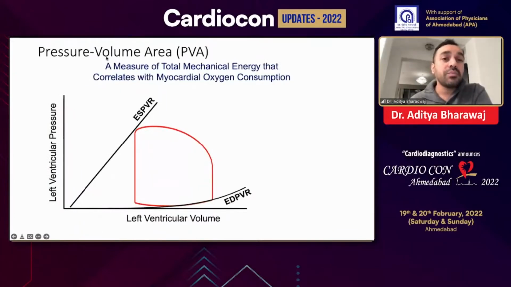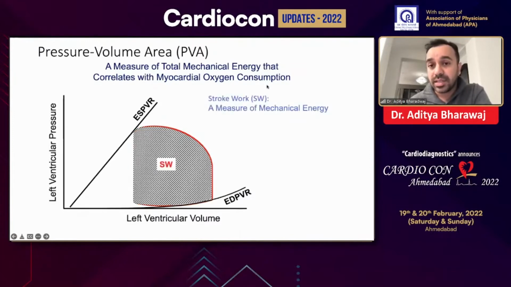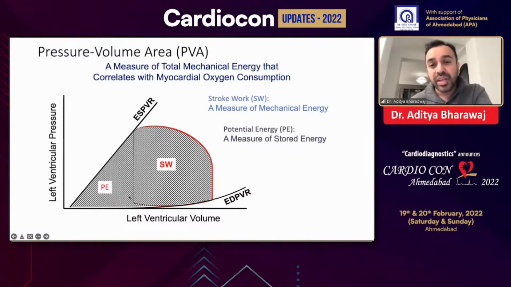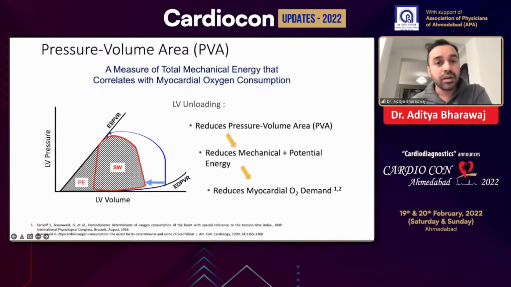There's something called the pressure volume area, which is a measure of the total mechanical energy that correlates with myocardial oxygen consumption. It's made up of two things. There is the stroke work, which is the area under the pressure volume loop, a measure of mechanical energy. And there is the potential energy, which is a measure of the stored energy. The sum of these two, the stroke work plus potential energy, is called the pressure volume area, and this is the entire area under this pressure volume graph.